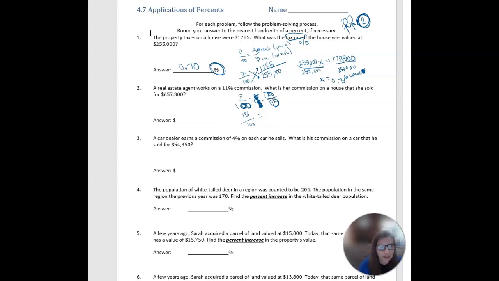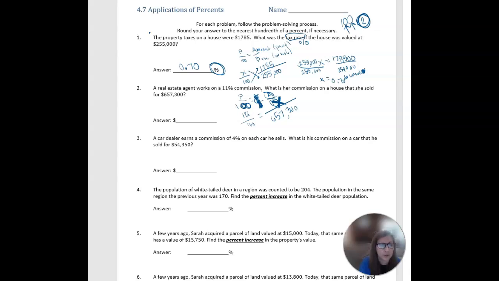Now, we read our problem again. She sold the house for a total amount of $657,300. That is not the part of her commission. That's not an amount that is separated from the base. But the base, the big part, is $657,300. And that means we're looking for, I'm going to put an X on the top.